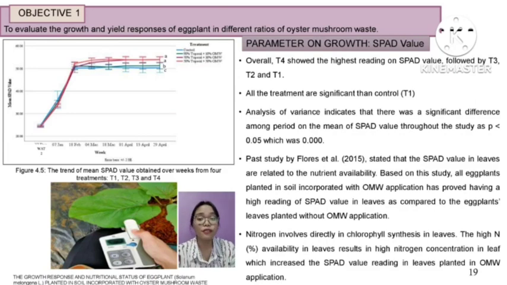Next, moving to the leaf greenness. The SPAD value in T4 showed the highest reading, followed by T3, T2, and T1. Flores et al. 2015 stated that the SPAD value in leaves is related to nutrient availability, and I strongly agree with this statement, where in my study, all eggplants planted with oyster mushroom waste application showed higher SPAD readings.